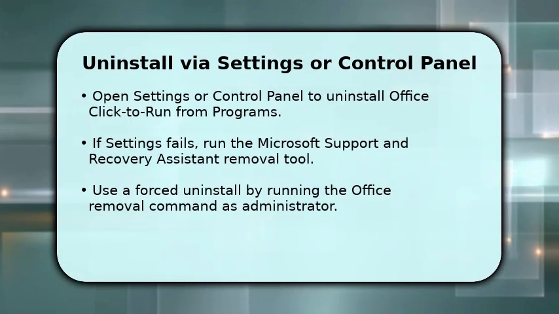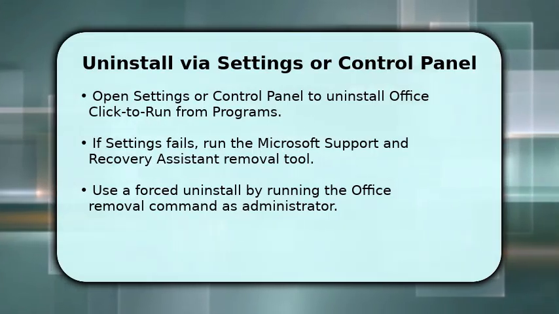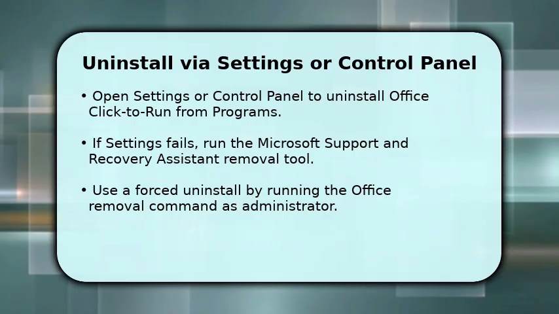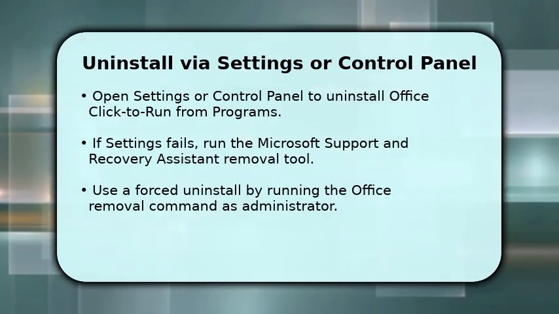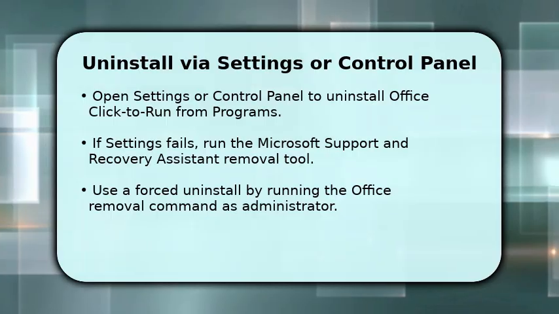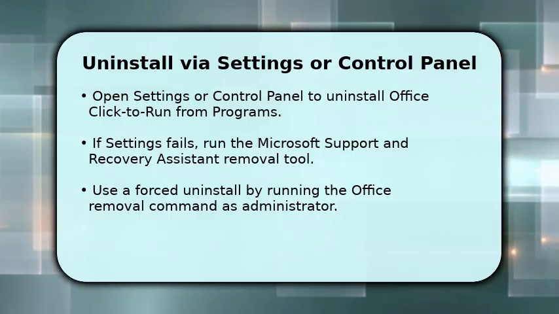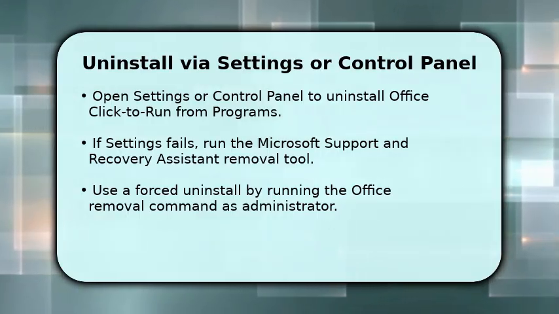Open Windows Settings or Control Panel and choose Apps or Programs and Features. Locate Microsoft Office Click-to-Run or your Office Suite entry and select Uninstall. If the normal uninstall fails, download and run the Microsoft Support and Recovery Assistant Removal tool. The tool automates removal for stubborn Office installations and supports multiple versions.